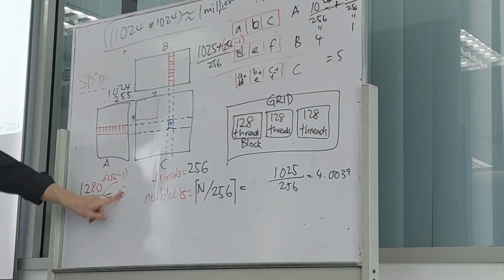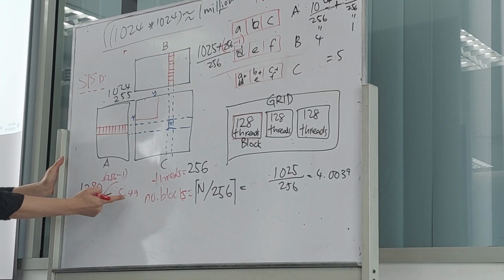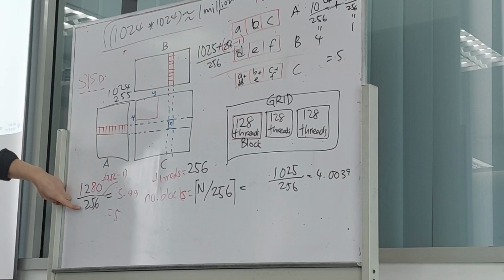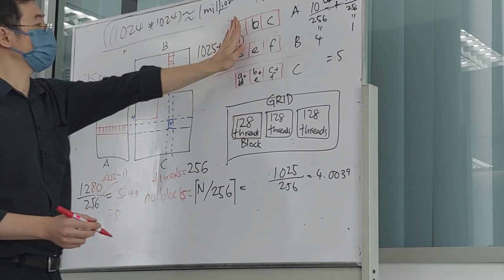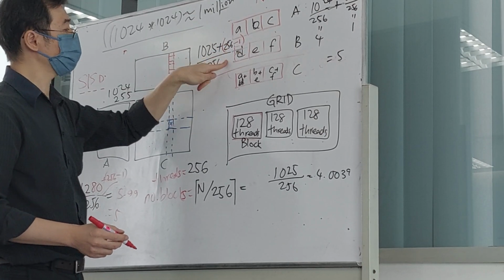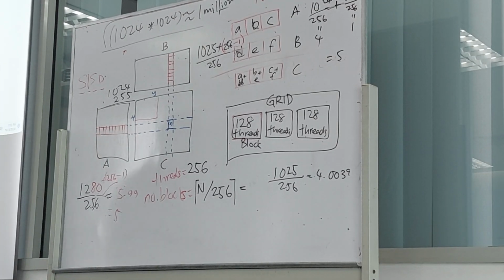Because if I divide this, I get 5.999 something, right? And then when I round it down, it will be 5, which is correct, because 1280 divided by 256 is actually 5. Okay? So I cannot use this number directly, so I need to subtract by 1, so that it works for this case and it works for this case as well. That's why the formula that you see is like this.